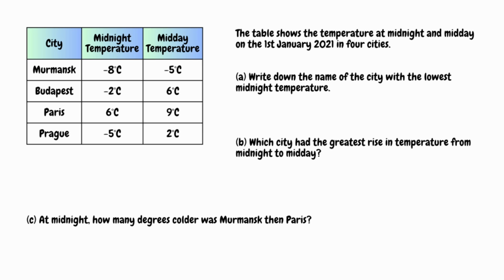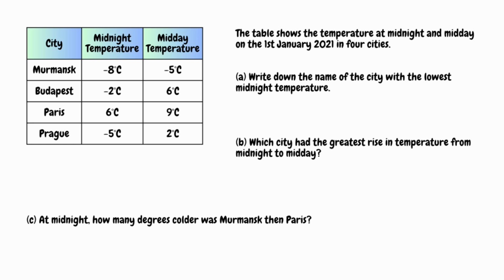Okay, so for this particular question, we've got that the table shows the temperature at midnight and midday on the 1st of January 2021 in 4 cities. So for part A, we need to write down the name of the city with the lowest midnight temperature.